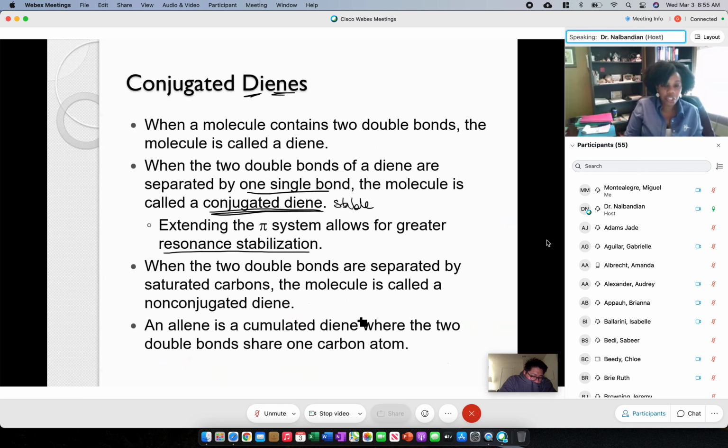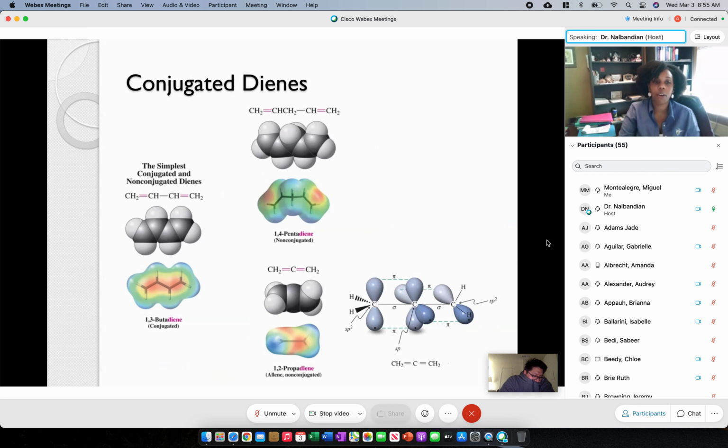Then we have another situation where we have two double bonds that are separated by saturated carbons. Remember, saturated carbons, the sp3 hybridized alkane carbons. We would call that non-conjugated. And then our third thing is an allene, where our double bonds share one carbon atom. So let me show you what each of those situations are. A conjugated diene would be this, where we have double, single, double. That repeating unit, double bond, single bond, double bond, is called conjugation. That is stable.